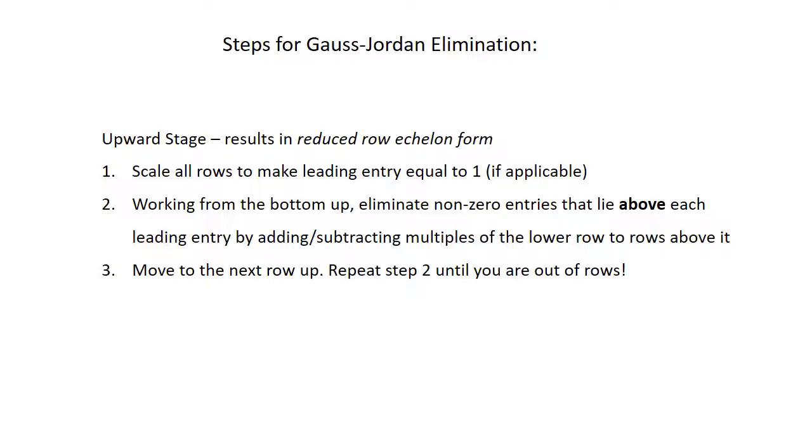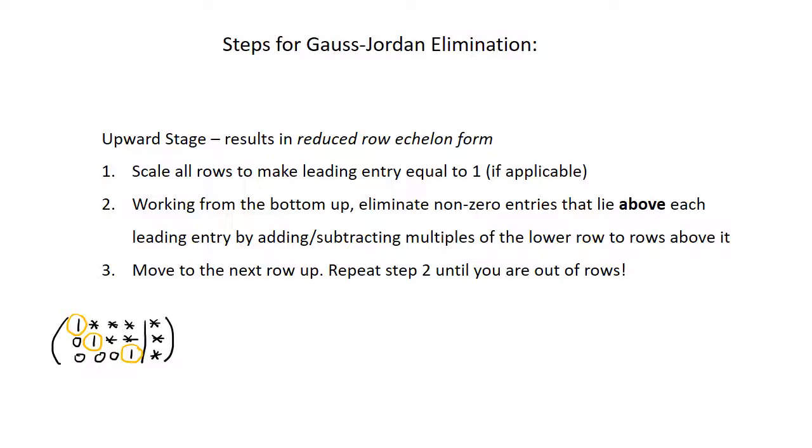So we're going to start out by scaling all of our rows to make the leading entry equal to 1. So each row will be divided by the leading entry, as long as it's not a row of all zeros. So let me show you an example for the next step. In this example, you can see we have these leading entries. We're going to call these things pivots. They're all equal to 1.